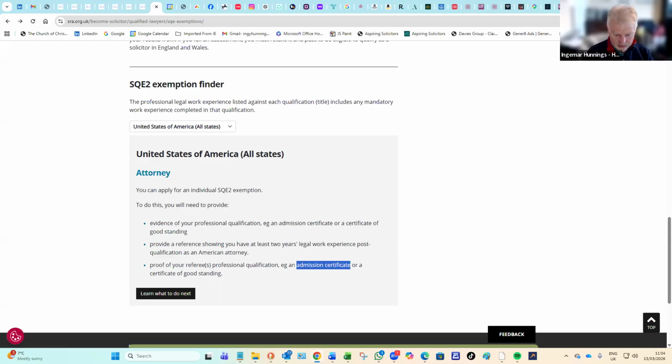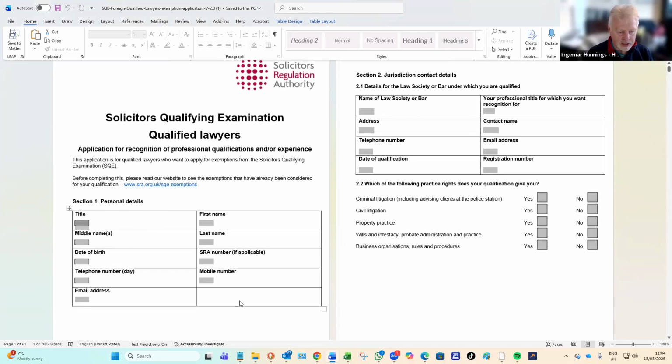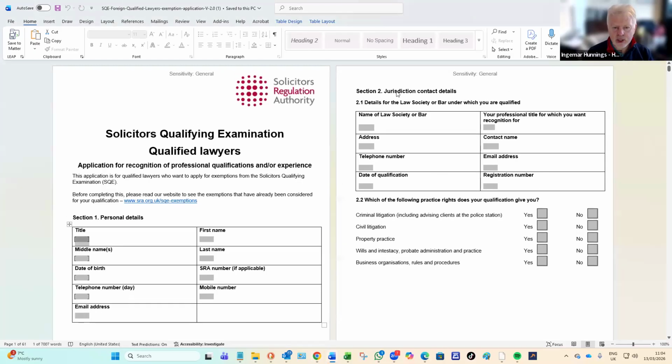Let's have a look at the form. So this is the form, the application form. You can download that from our website, the web page I showed you, or obviously from the SRA website. So section 1 is your personal details you fill in. Section 2 is information about the jurisdiction and your local bar or law society. I think it would be bar in the USA. And which of the following practice rights your qualification gives you. Actually, I think for you as a US attorney, it would be all of these at 2.2.